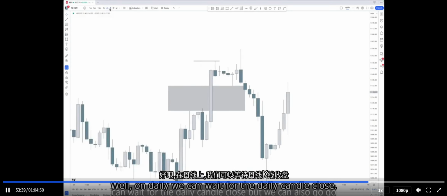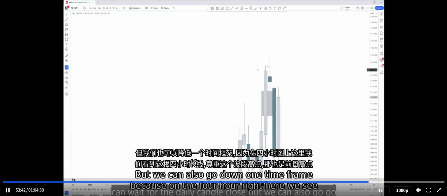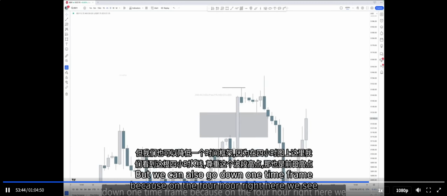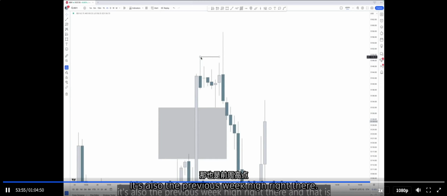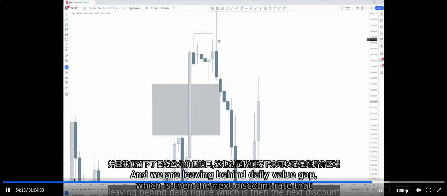Well, on daily, we can wait for the daily candle close, but we can also go down one time frame because on the 4 hour right here, we see this 4 hour candle right there with respect of, in this case, a swing high, which was also the previous day high, which is also the previous week high right there. And that is exactly how we can know if we are sweeping that previous candle high right there. The first indication is that high close. Then the second, the confirmation, is when we have that sweep, the respect of that candle right there. And we are leaving behind a daily fair value gap, which is then the next discount array that we can look to target as well.